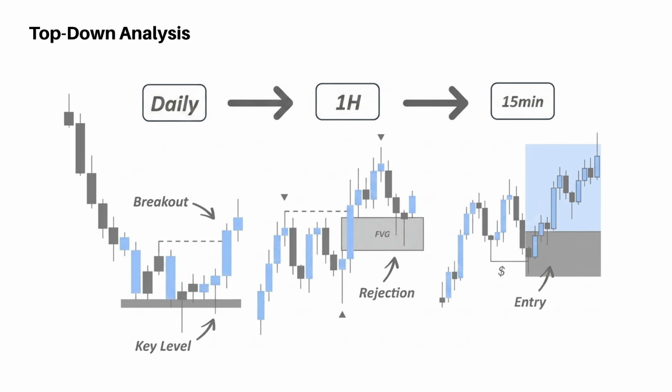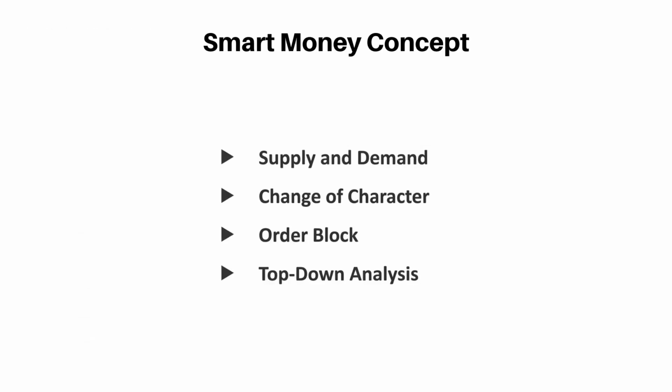This broader perspective helps us understand where the market is most likely headed. Once the bigger picture is clear, we move down to lower time frames, such as the 4-hour or 1-hour chart, to identify precise entry and exit opportunities using the concepts we've covered in this video. The most important thing to remember is that we do not want to overcomplicate our trading. That's why we're only going to use the concepts discussed in this video. Now let me show you how they come together on a real chart.